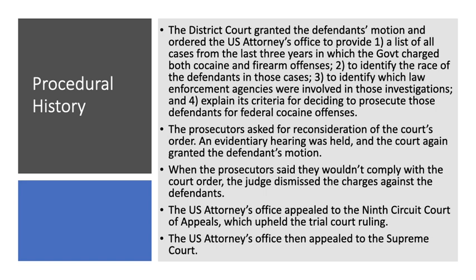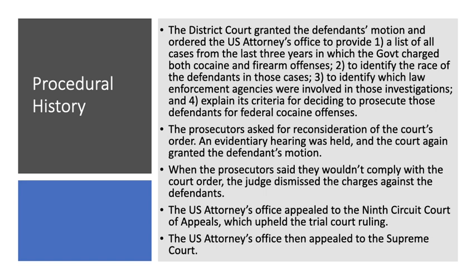The procedural history, you could include all of this in here. The district court granted the defendants' motion, and gave a court order for the U.S. Attorney's Office to provide a list of all cases from the last 3 years in which the government charged cocaine and firearm offenses. Identification of the race of the defendants in those cases, identify which law enforcement agencies were involved in those investigations, and explain its criteria for deciding to prosecute those defendants for federal cocaine offenses. So the court orders the U.S. Attorney's Office to provide this information.